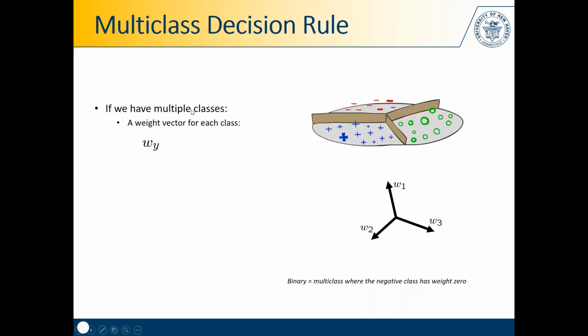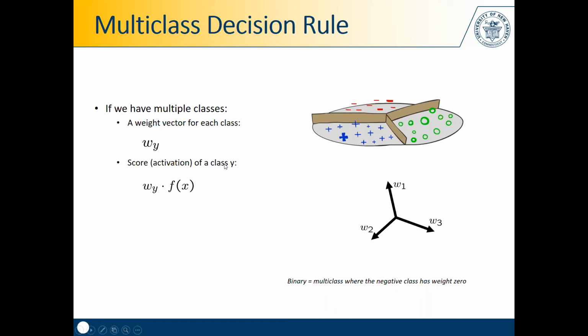So if we have multiple classes, then we define a weight vector for each class. We are going to designate classes by Y. We'll have a weight vector W sub Y for each of these classes. So we'll have W positive, W circular, W negative.